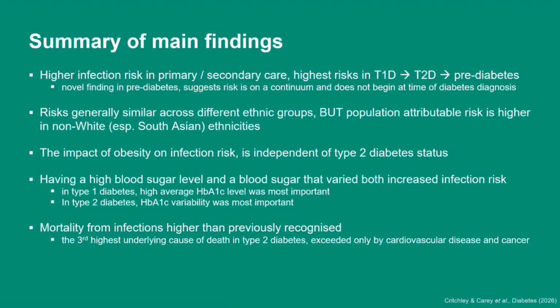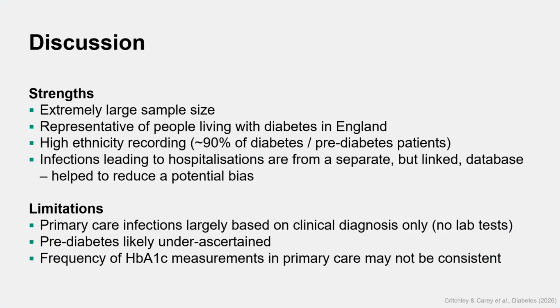We looked at different effect modifiers, and here we can see that the impact of obesity on infection risk is independent of type 2 diabetes status. We looked at glycemic control, and you can see that both average and variability in blood sugar levels affected infection risk. In type 1, higher average level was important, whereas for type 2, variability was more important. And when we look at causes of mortality from infections, we can see that infections were the third highest underlying cause of death in type 2 diabetes, only exceeded by cardiovascular or cancer-related causes.